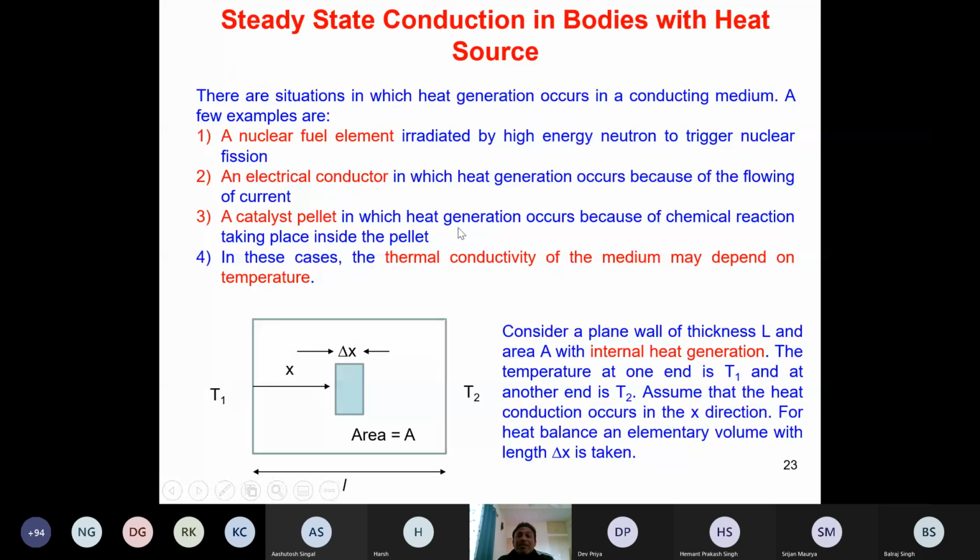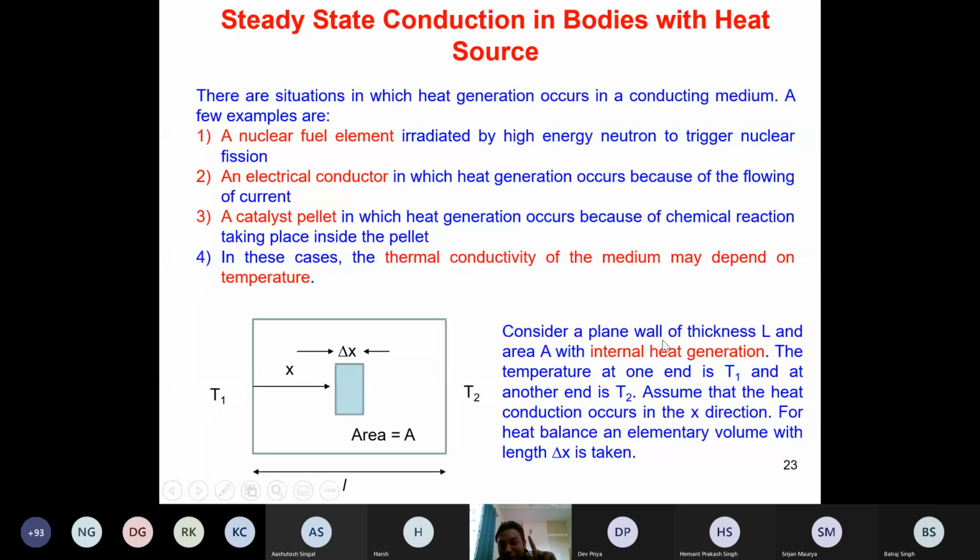Now, whenever there is heat generation taking place, in all such cases, in general, the thermal conductivity is taken as a function of temperature. Remember, so far in all the balances, we started from the flat slab, we moved to the cylindrical structures, then we moved to spherical structures. We have assumed thermal conductivity constant, isn't it? But this thermal conductivity can also be a function of temperature.